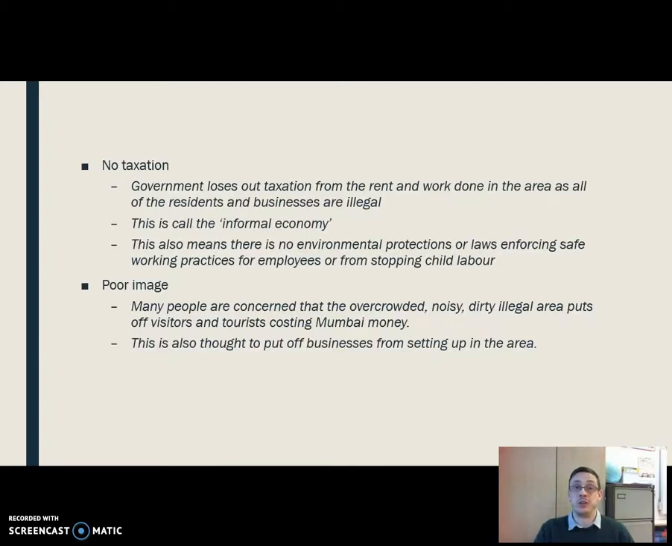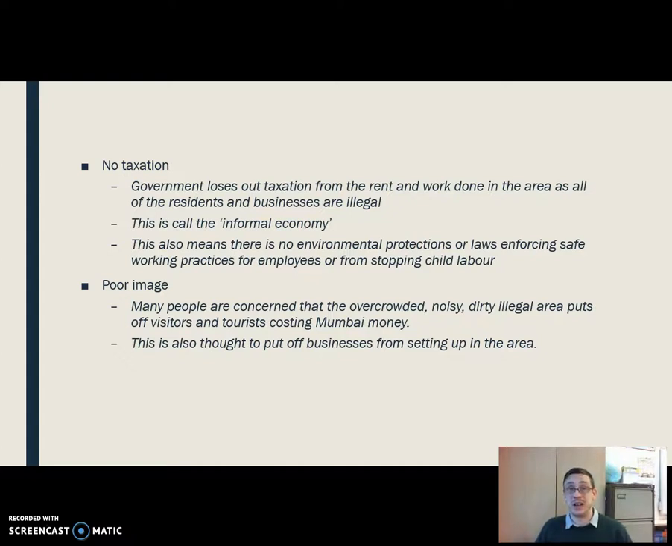We've also got issues, I mentioned this earlier, it's an illegal settlement. There is no taxation here. So the government misses out on the taxes from, one, the actual rent of the land, and two, the work that the residents and the businesses do. Now, this illegal work that gets carried out is referred to as the informal economy. And it actually makes a lot of money. So the government is missing out on a significant amount of money from this area.